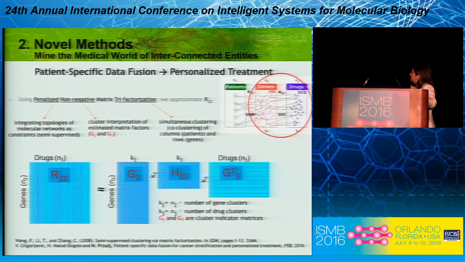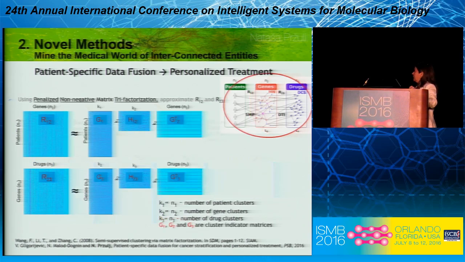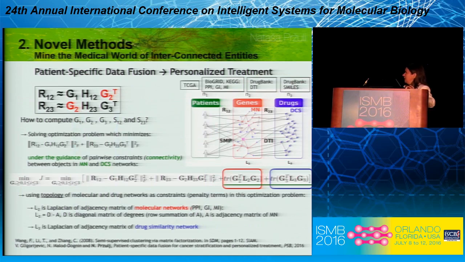We also have genes and drugs, and we do the same. We decompose R2-3 into these three matrix factors. So R1-2 into three matrix factors, R2-3 into three matrix factors. But here we are sharing this matrix factor G2 of genes, and this ensures the fusion of your data. And I'll come back to that later. Now, again, just rewritten, R1-2 is the product of these three matrix factors, R2-3 of these. We are sharing this red G2 matrix factor.